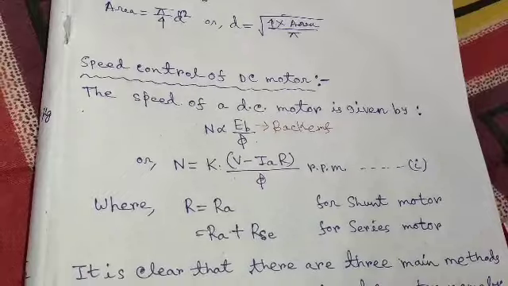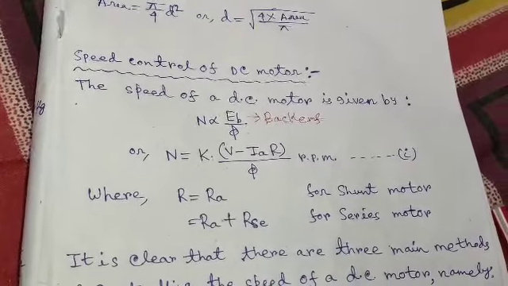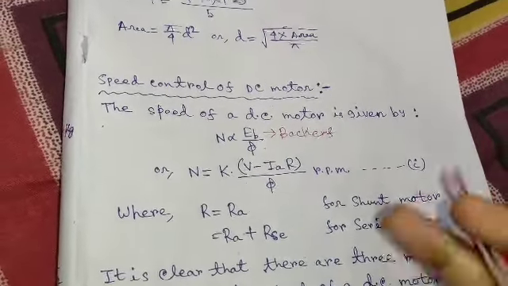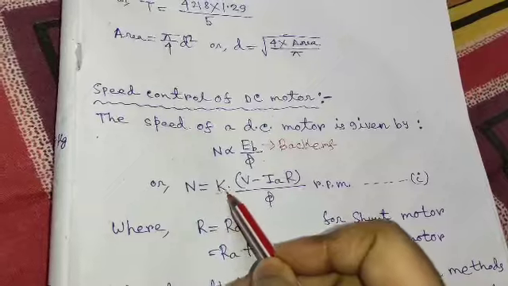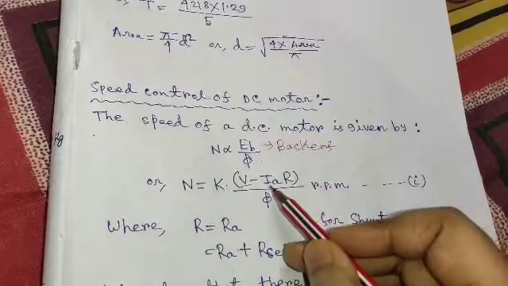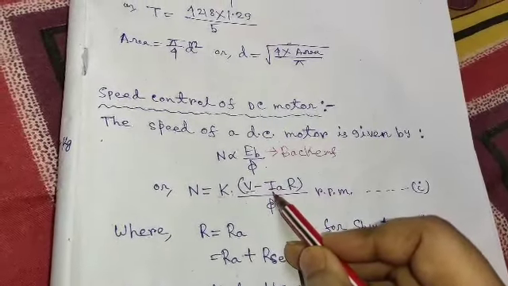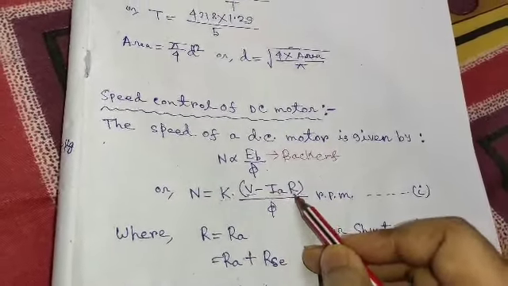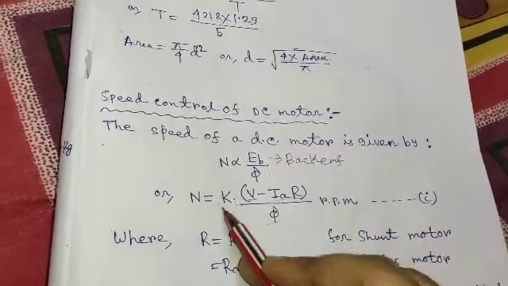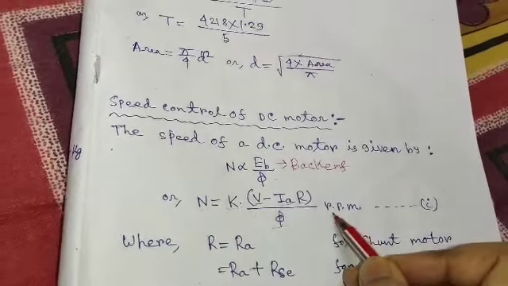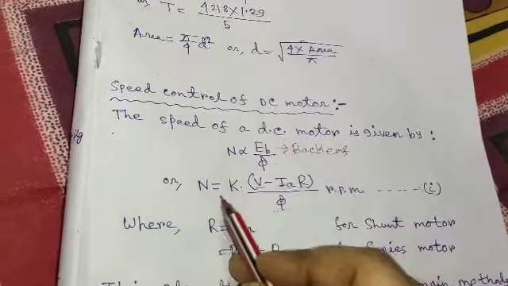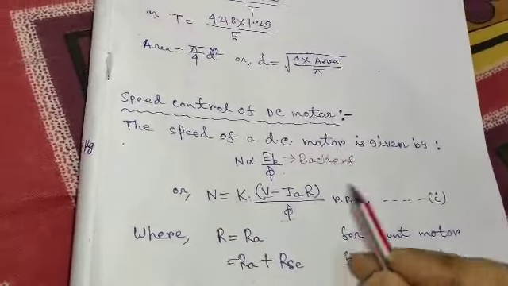So from here we can say n equals K into (V minus IAR) by phi. Here K is a constant, V is the applied voltage, IA is the armature current, R is the resistance and phi is the flux per pole. The unit of the speed n is RPM, revolutions per minute. This is equation 1, the basic equation of speed n.